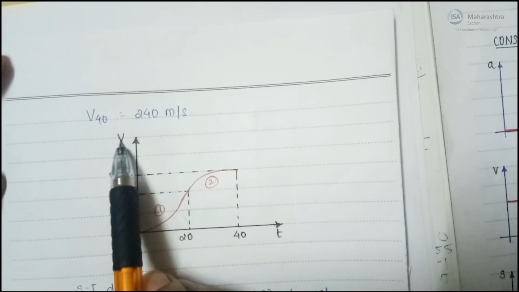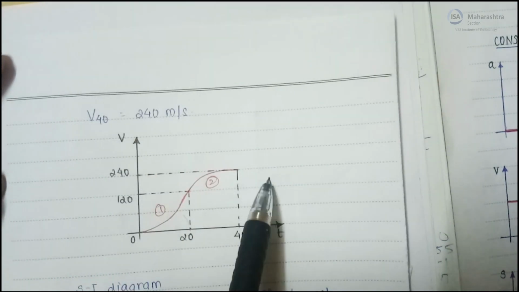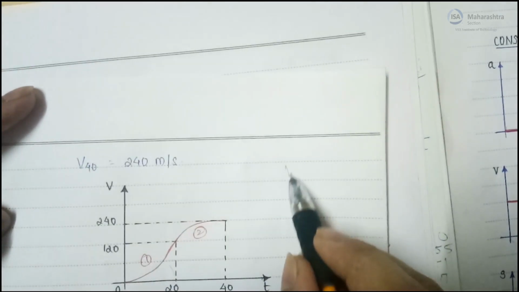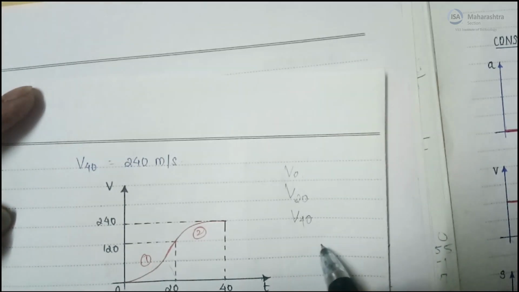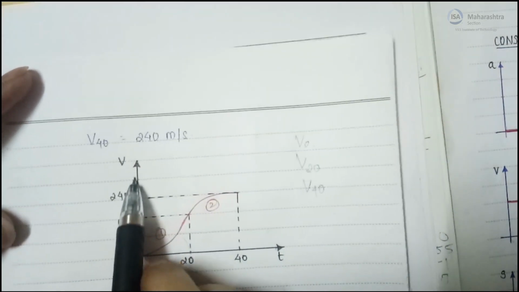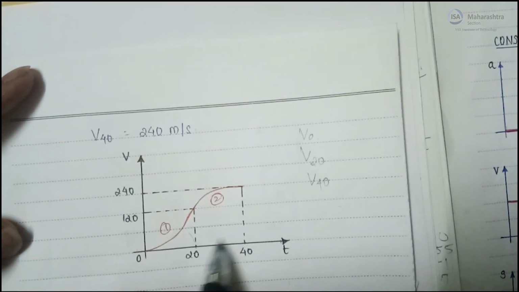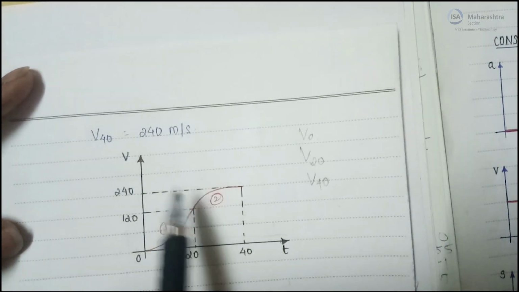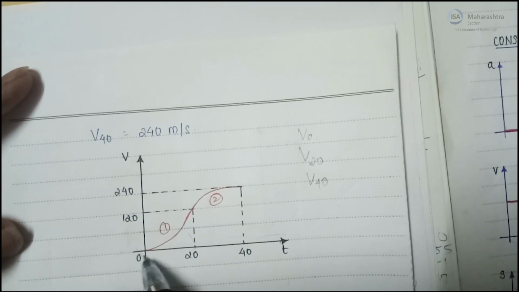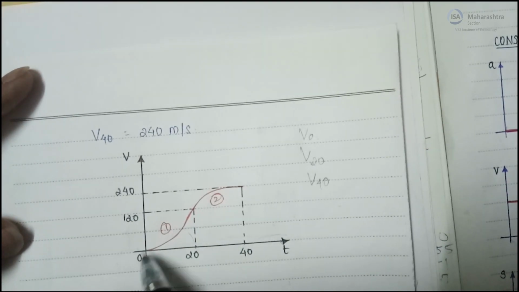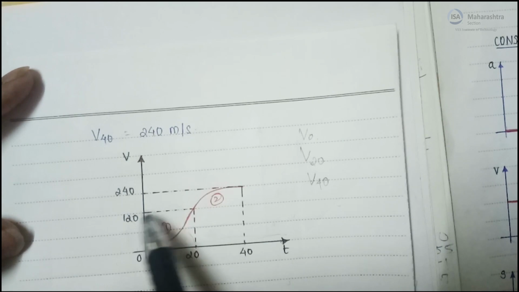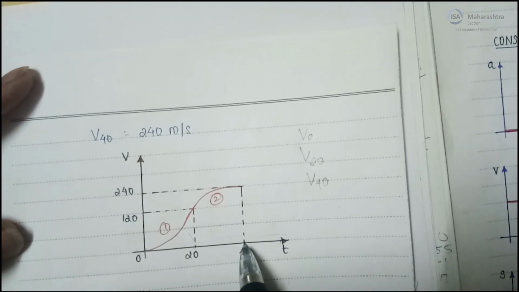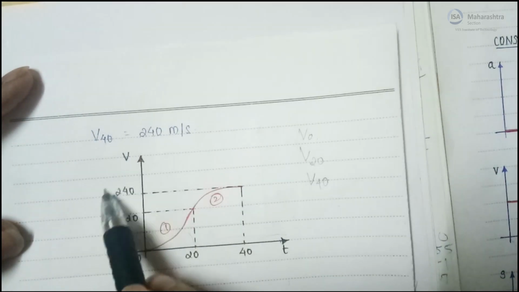Now in order to draw the velocity time graph, we have the value of V0, V20, and V40. The only thing left is to plot it, which is very easy. Just draw the V axis and the time axis. From 0 to 20, the velocity at 0 was 0, so it starts from the origin. The velocity at 20 was 120, so mark 120. At 40 seconds the velocity was 240, so mark 240.